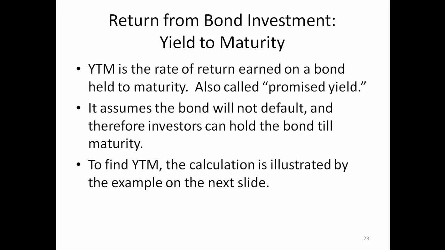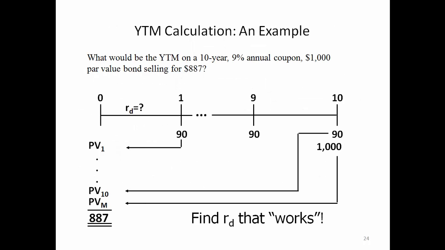To find yield to maturity, the calculation is illustrated by the example on the next slide. So the question here is, what would be the yield to maturity on the 10-year 9% annual coupon bond that is selling for $887? So imagine you are the investor. You are paying $887 to buy the bond, and you will hold it for 10 years. And every year in the next 10 years, you will receive $90 as coupon payment. And then by the end of the 10th year, you will receive a lump sum payment of $1,000.